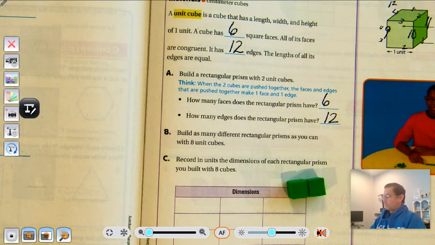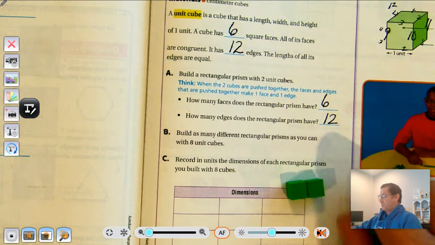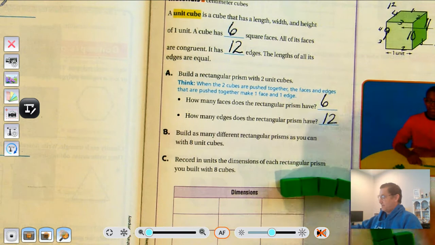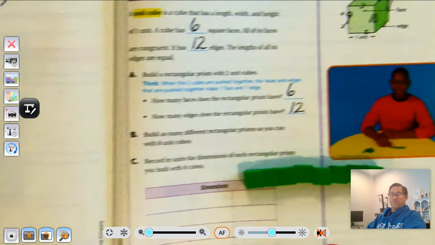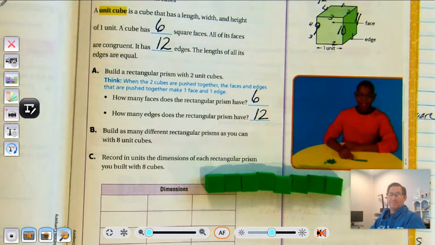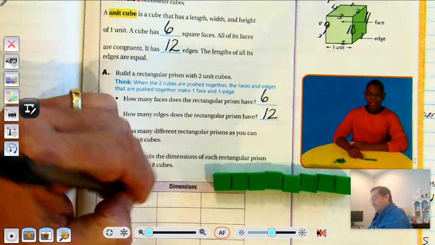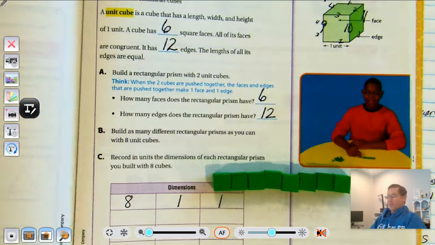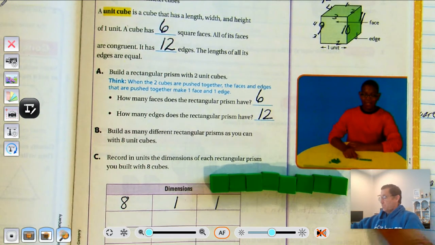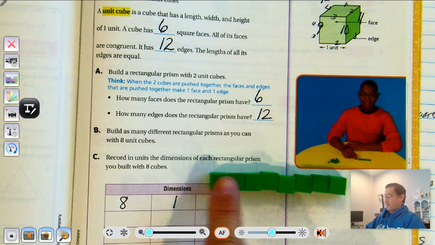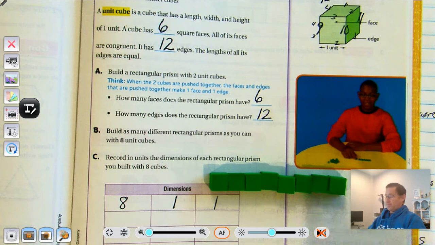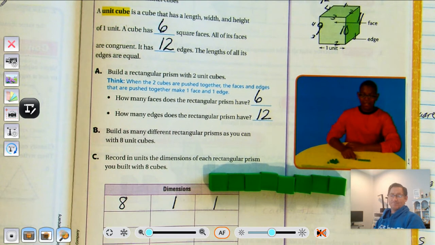So now we need to build as many rectangular prisms as we can using 8 cubes. Well, one easy one would just be a row of 8, right? All right. So if we had a row of 8, we'd call that an 8 by 1 by 1, right? It's 8 long, 1 wide, okay, right? There's only one row, and it's only got a height of 1. There's only one layer. So 8 times 1 times 1.